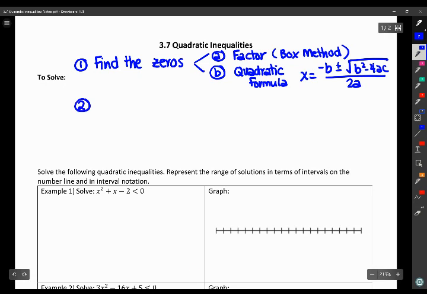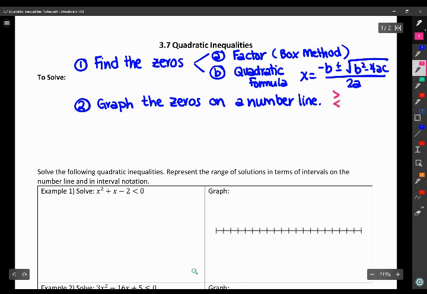The second thing that we're going to do is graph the zeros on the number line. A couple things to remember with that: if it's greater than or less than, then it's an open circle. If it's greater than or equal to or less than or equal to, then it's a closed circle. What I mean by that is open circle, closed circle, okay, it's colored in.